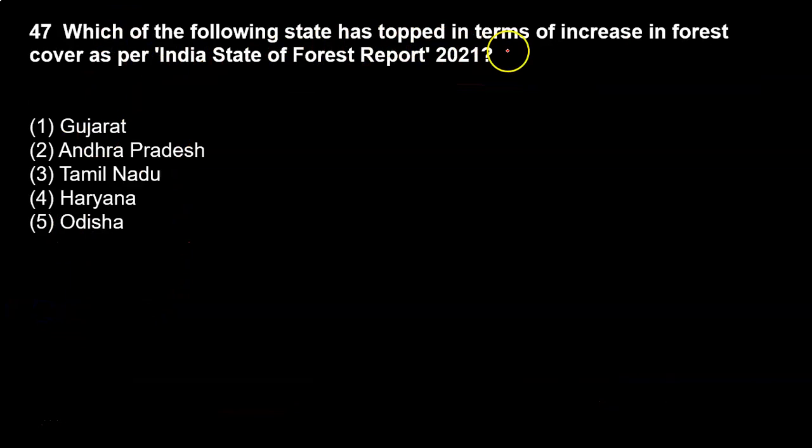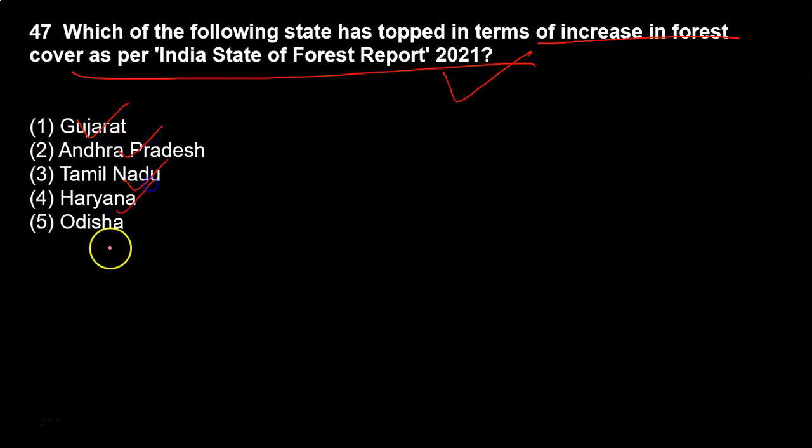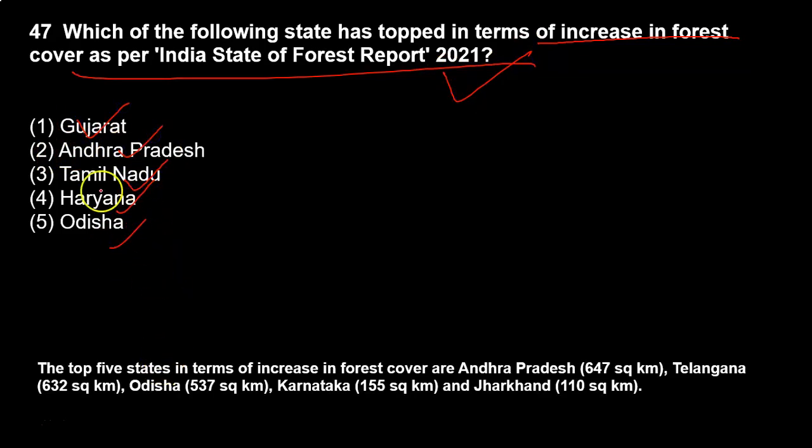Which of the following states has topped in terms of increase in forest cover as per the India's State of Forest Report? Your options are Gujarat, Andhra Pradesh, Tamil Nadu, Haryana or Odisha. Answer is Andhra Pradesh, that is second. And the top 5 states in terms of increased forest cover area: Andhra Pradesh 647 square kilometers, Telangana 632 square kilometers, Odisha 537, Karnataka 155 and Jharkhand 110. So Andhra Pradesh has topped the report in terms of increase in forest cover.